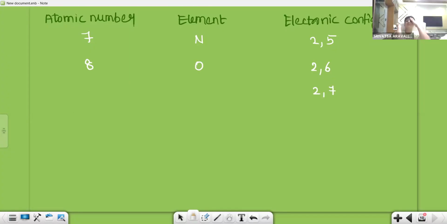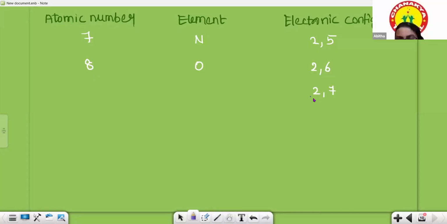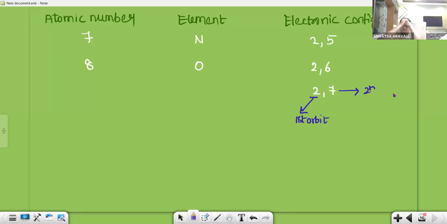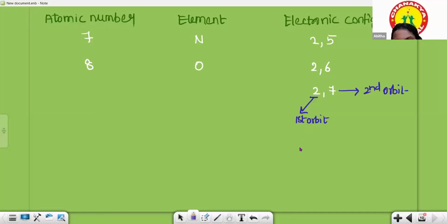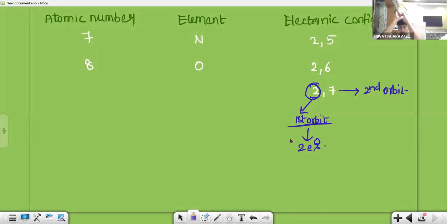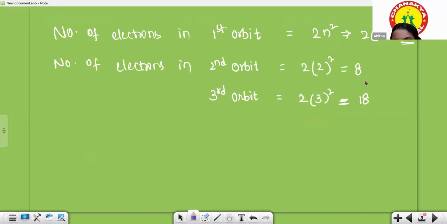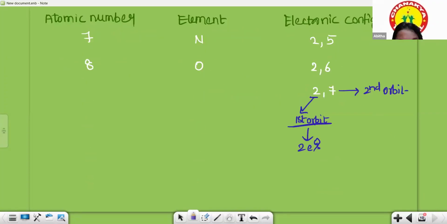Why 7 comma 2? Because you should start from 6, so it will be 6 comma 3. This indicates the first orbit electrons, and this indicates the second orbit electrons. The first orbit can accommodate only 2 electrons, so that is fixed. The second orbit can accommodate 8, not more than that. Understand?